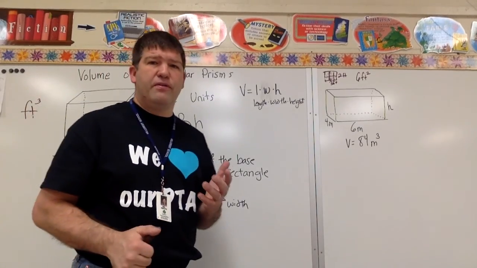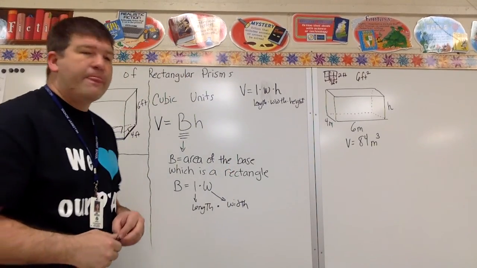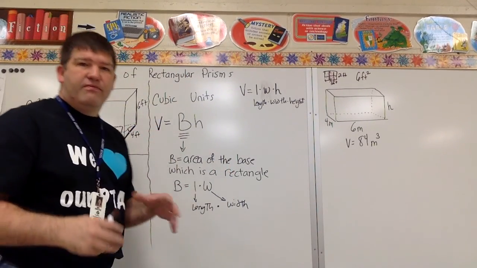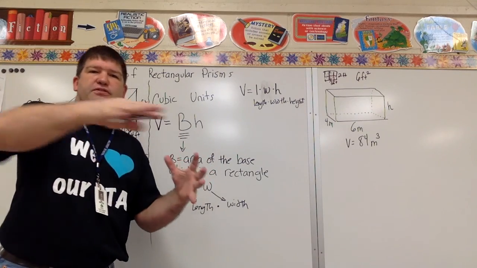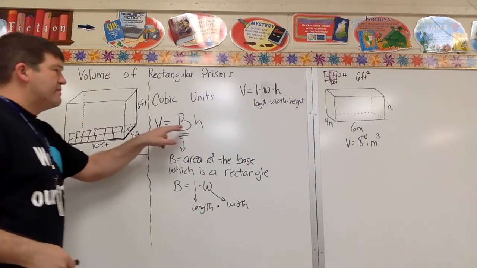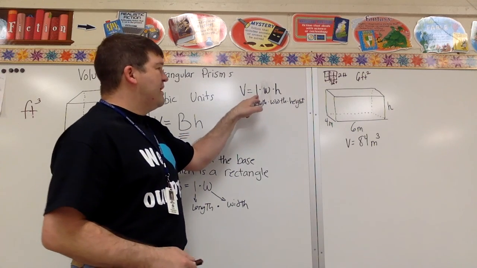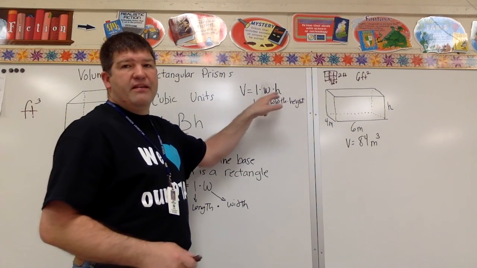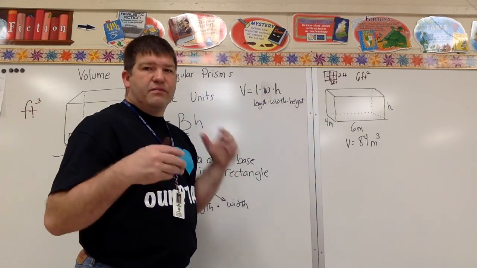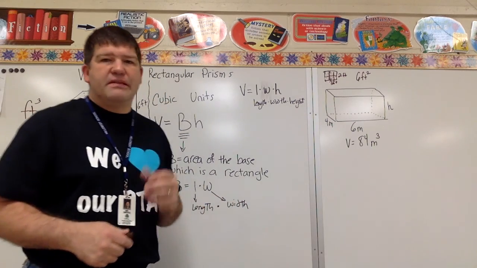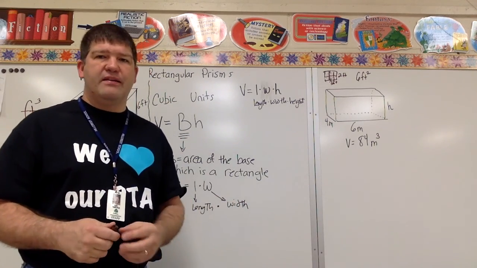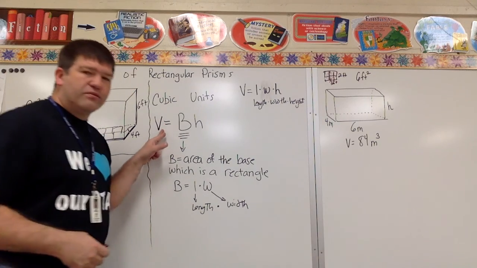Now let's talk about the formula for finding the volume. Volume, how much fills the box? The volume is the length times the width times the height. That's the real easy way to remember it. Volume is length times width times height. You could also write it like this.